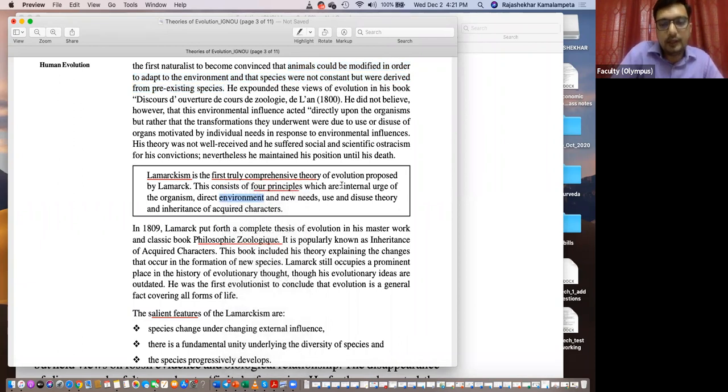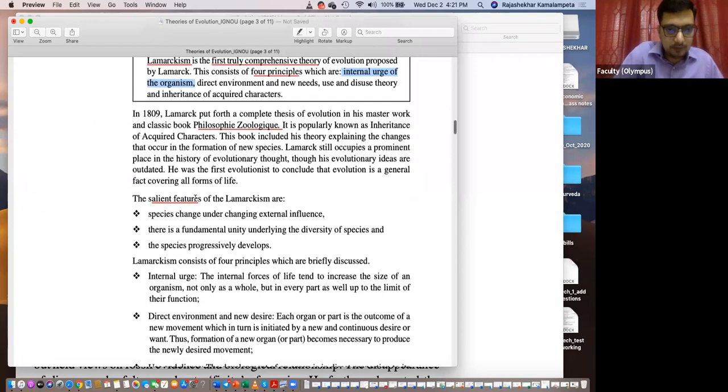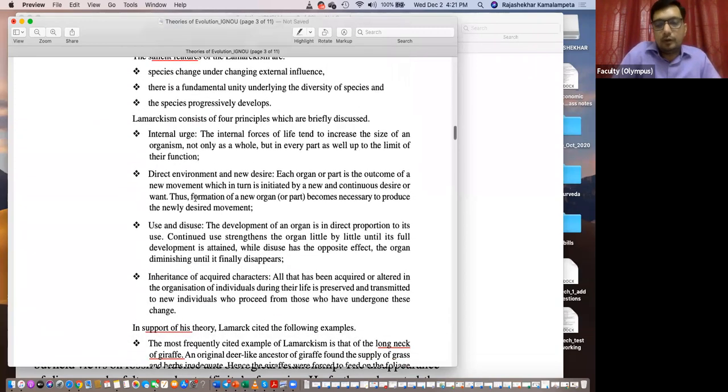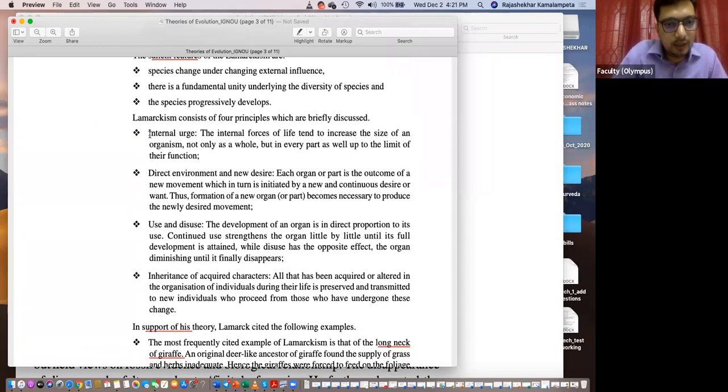The first is the internal urge of the organism. How are they going to change, how do they adapt? He thought they adapt because they want to adapt. There is an internal urge in the organism. So the first principle is internal urge. They want to change, and the want can make the difference. This is what he thought.